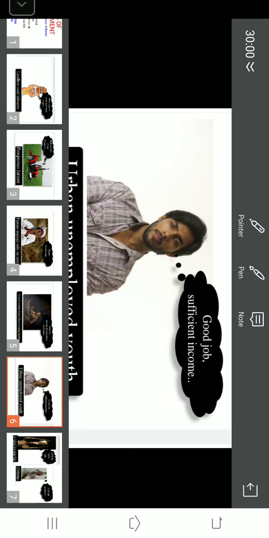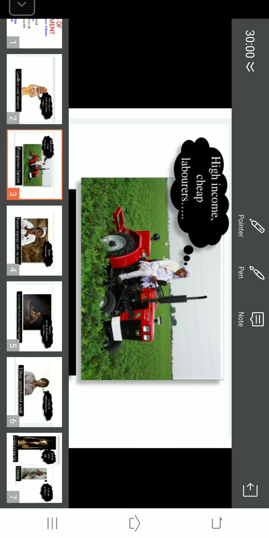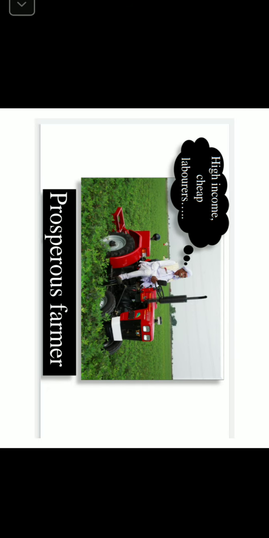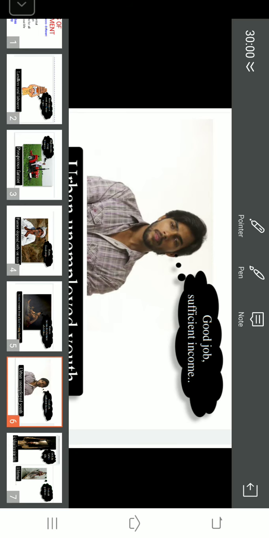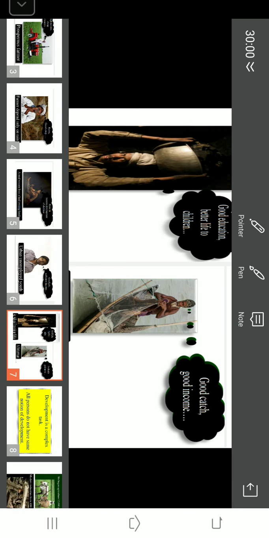That means the life situations. Here if you see, he is a landless rural labor and he is a prosperous farmer, his life is entirely different from the landless rural labor, right? Similarly, we see that an urban unemployed youth's life is different from a fisherman's. So development is different for different people. It is not the same for all the people.